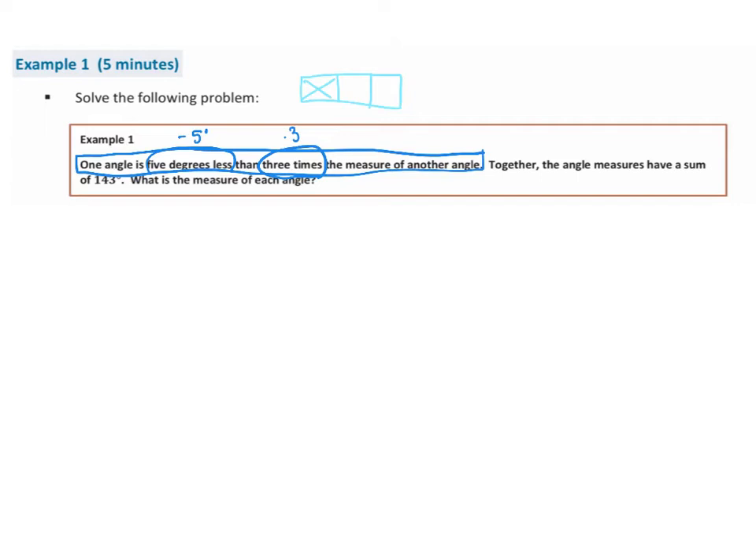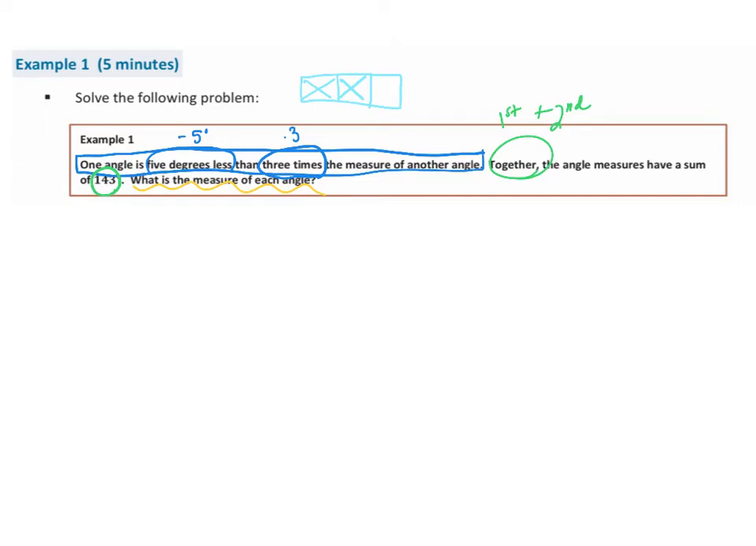Okay, together, so if we take that first angle and then this second angle, together they have a sum of 143 degrees. So when I add up my first angle plus my second angle, it equals 143 degrees. And the question that it's asking me today is, what's the measure of each angle? Okay, I read for the second time, did some annotation, mark my second box.